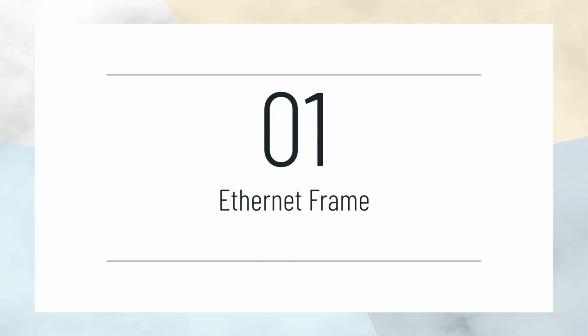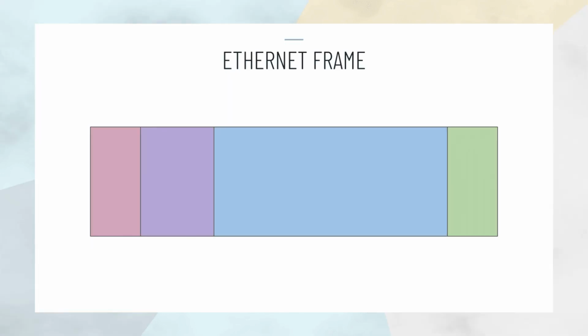In order to better illustrate the purpose of these two sublayers, let us first talk about the structure of messages sent on Ethernet networks. Messages on an Ethernet network are transmitted using packets known as Ethernet frames. Each frame is made up of four parts: the preamble, the header, the data, and the frame check sequence.